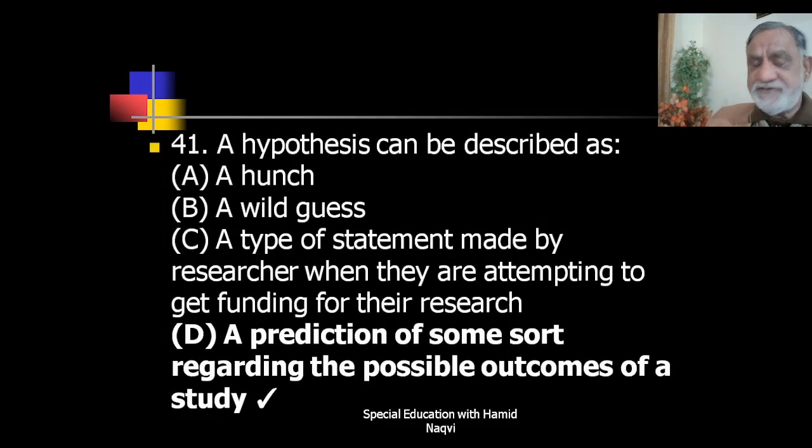This MCQ is from research. A hypothesis can be described as a hunch, a wild guess, a type of statement made by researchers when they are attempting to get funding for their research, or the last one, which is the correct one, a prediction of some sort regarding the possible outcome of a study.